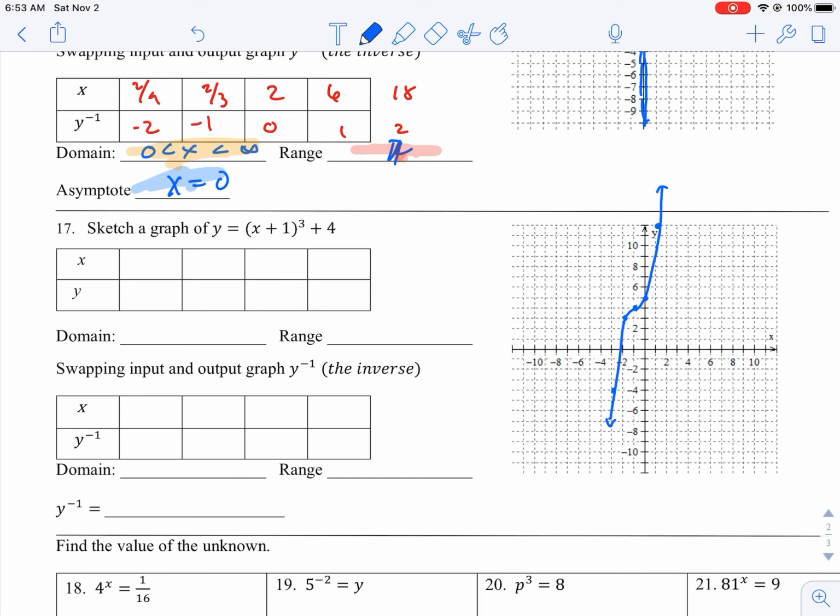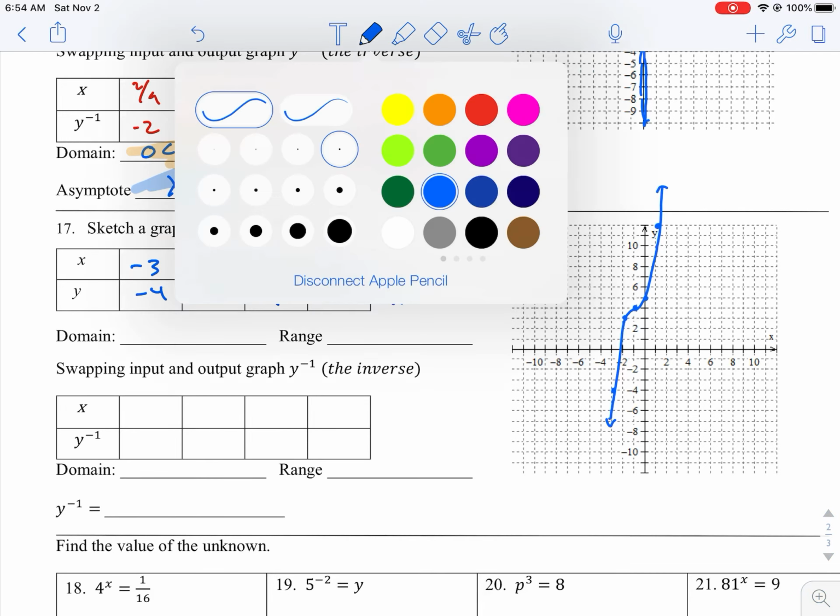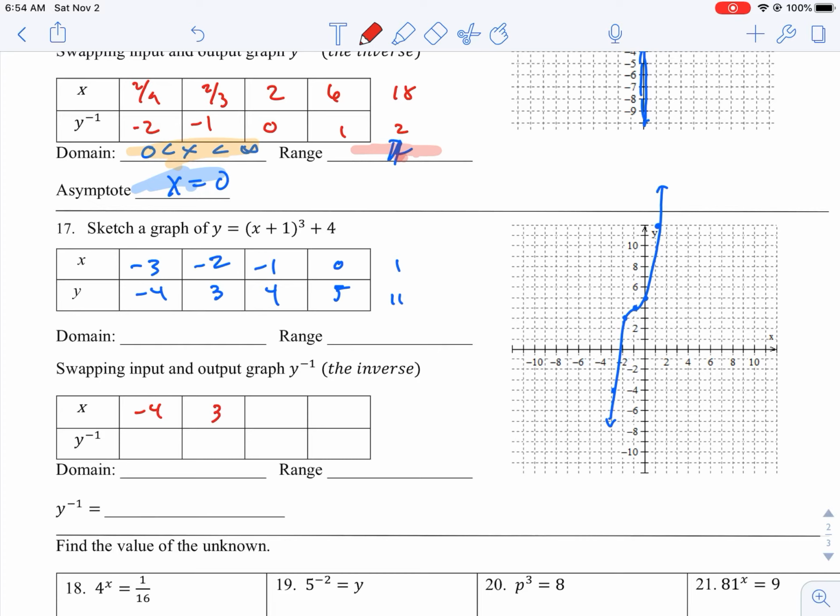So the points that I have are negative 3, negative 4, negative 1, 0, negative 1, 4, negative 2, 3, and then I have 0, 5, and 1, 11. So I switch my points. Negative 4, 3, 4, 5, 11, negative 3, negative 2, negative 1, 0, and 1.